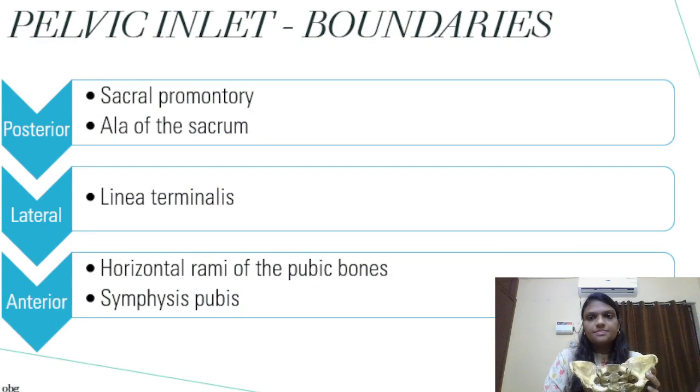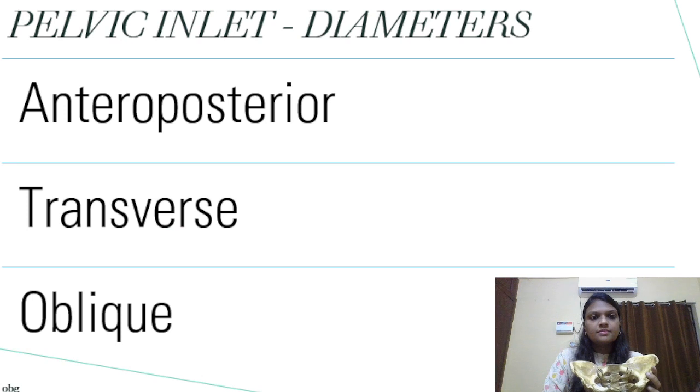According to the side of the sacroiliac articulation, the oblique diameter is named accordingly. If it is measured from the right sacroiliac articulation, it is known as the right oblique diameter. When it is measured from the left sacroiliac articulation, it is known as the left oblique diameter of the pelvic inlet. So we have anteroposterior diameter, transverse diameter, and the oblique diameter in the pelvic inlet.